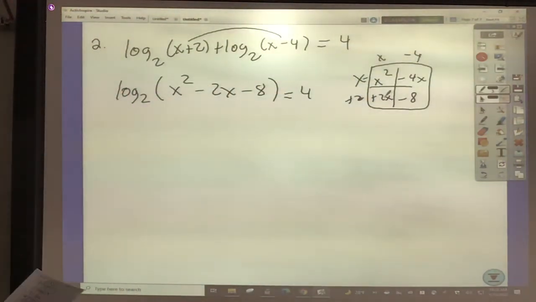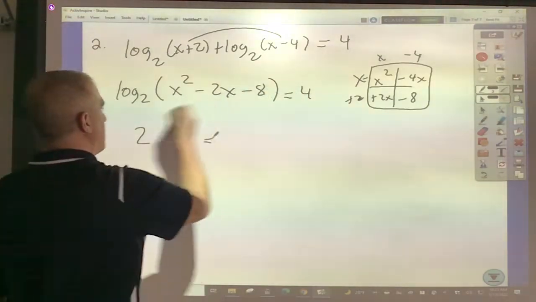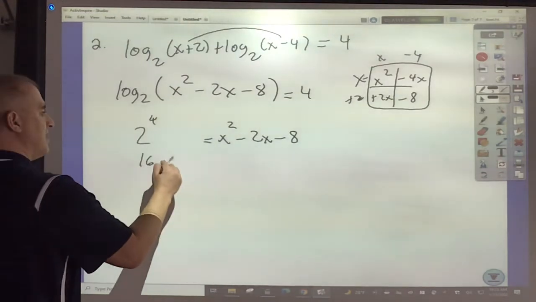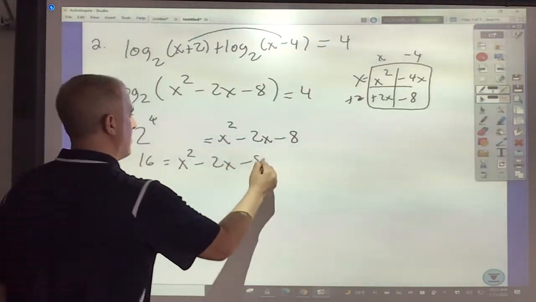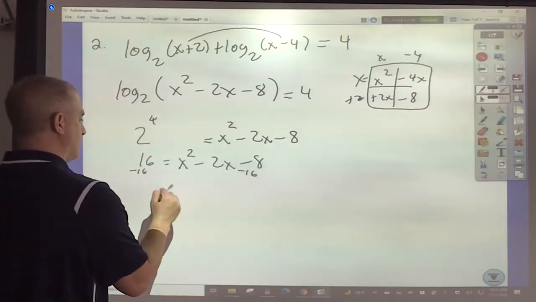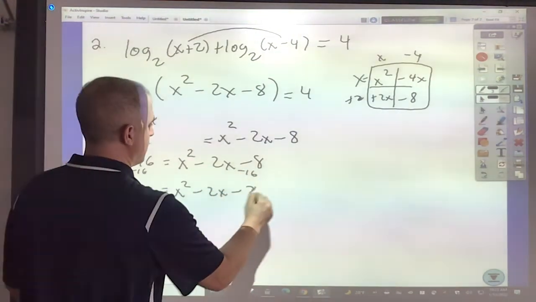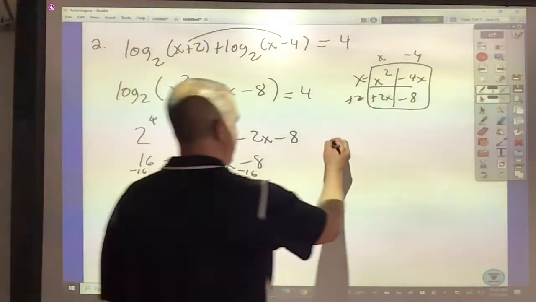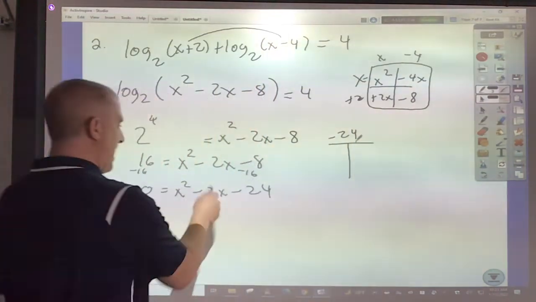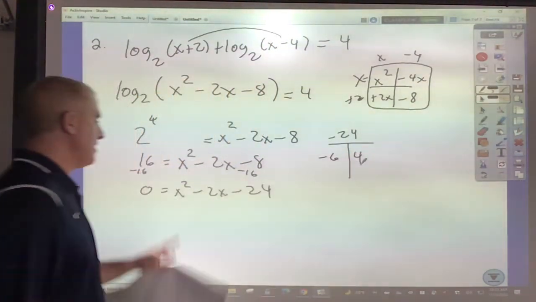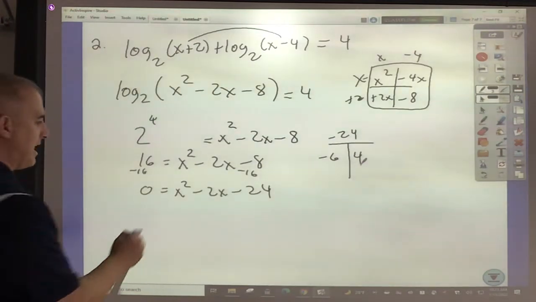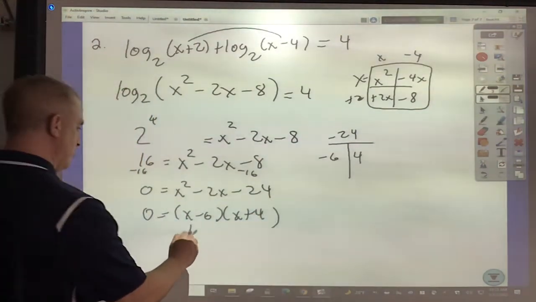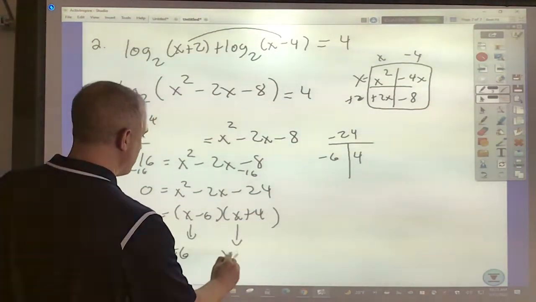Now I want to convert to the inverse function, so that'd be the 2. That 4 is going to go over there, and that x squared minus 2x minus 8 goes here. 2 to the 4th would be 16. Now I want to subtract the 16 over, so I get x squared minus 2x minus 24. This is a quadratic. I want to factor that. The factors of negative 24 that add up to negative 2 are negative 6 and 4. Since there's no number in front of x squared, I don't need to do the box. I can just write out what those are. The solutions are x equals 6 and x equals negative 4.